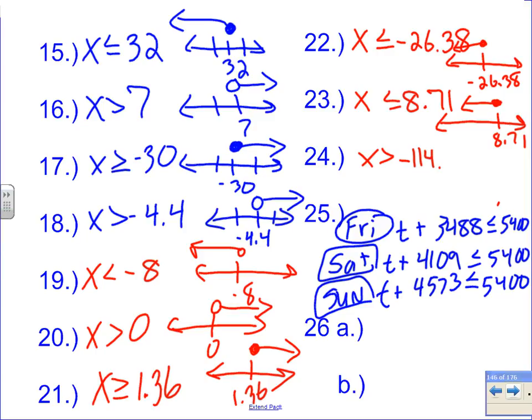Yep, it should be negative 114.34. Charles, double check your work. I'll come back to that if I need to. For some reason, I did not finish my answer on 24. I don't know why, but that is the correct answer. Negative 114.34 for number 24. And I will read the answers to 25 one more time.